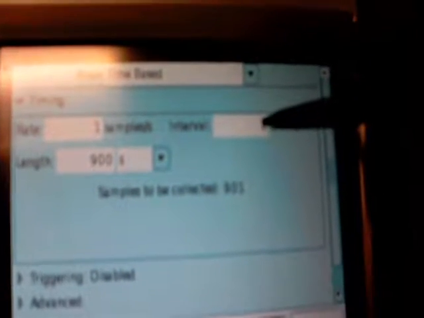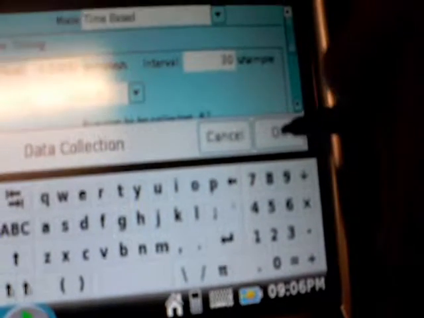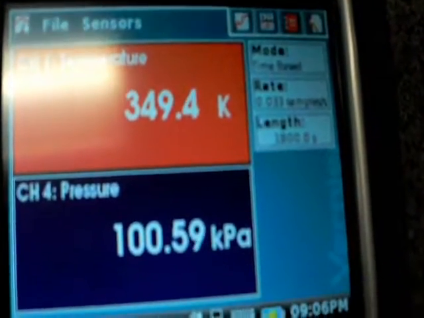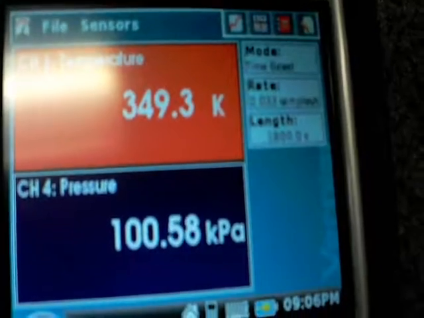Now, the next thing we want to do is go to Sensors, Data Collection, and we are going to make time-based measurements, but we want to change the interval to 30 seconds. And then the length of time, 90 seconds was okay, but 1800 would be better. So that should run for about 30 minutes. Alright, so now it's ready for collection.